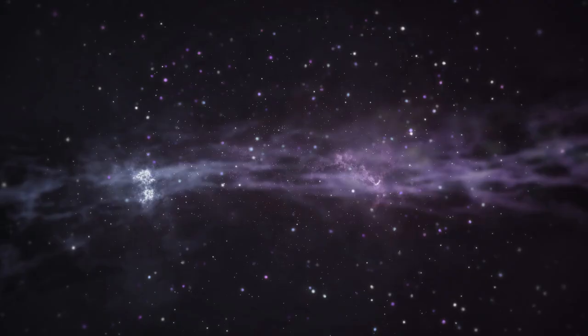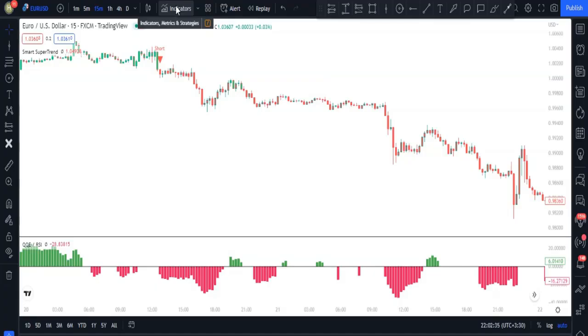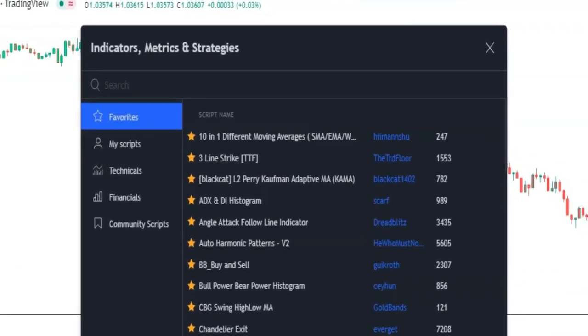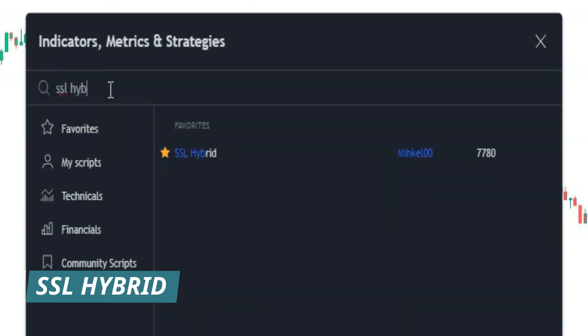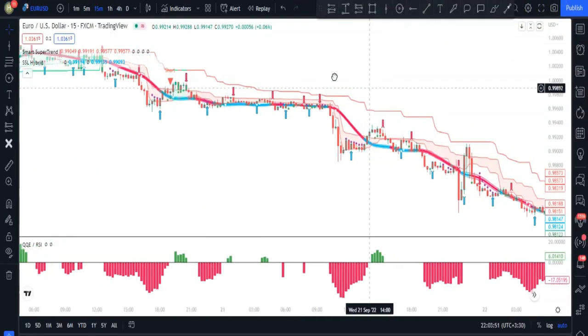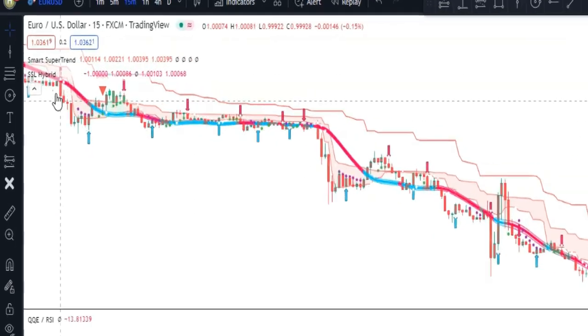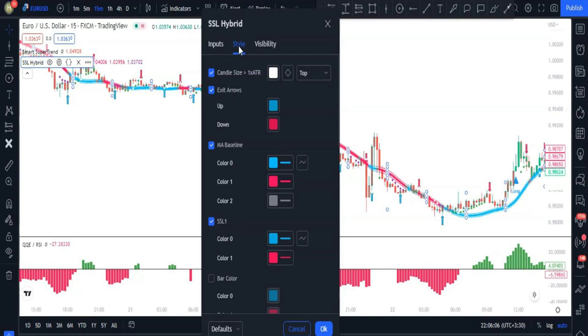But to make the strategy even better and more accurate, let's install our final indicator. So click on the indicators and search for SSL Hybrid. And pick this one. This would be how the SSL Hybrid looks on the chart. Then access SSL Hybrid settings. And in the Style section, follow my steps.